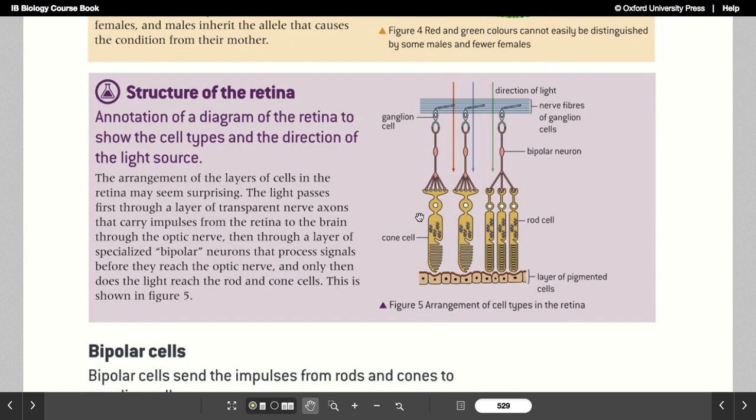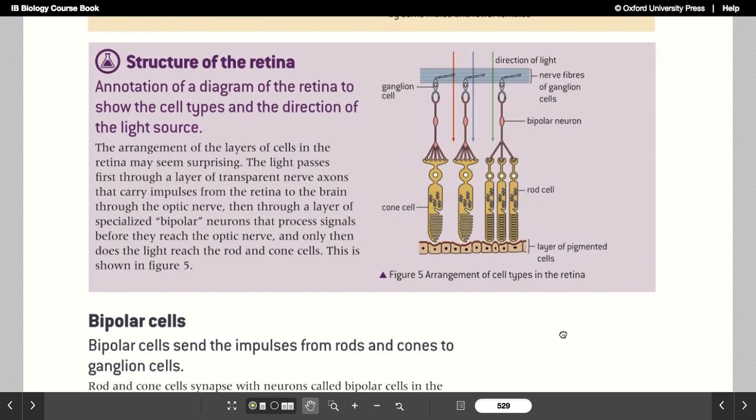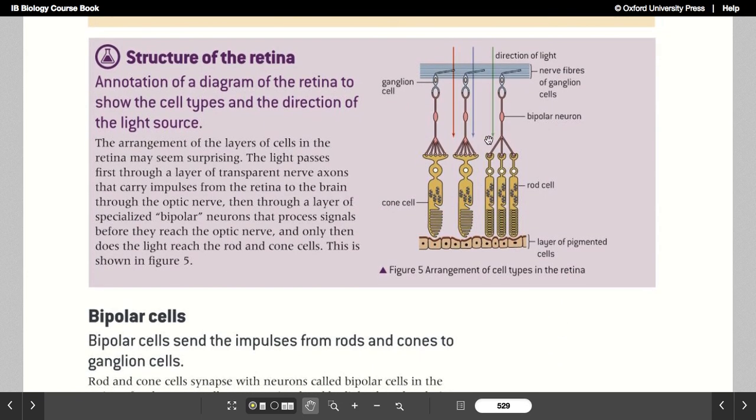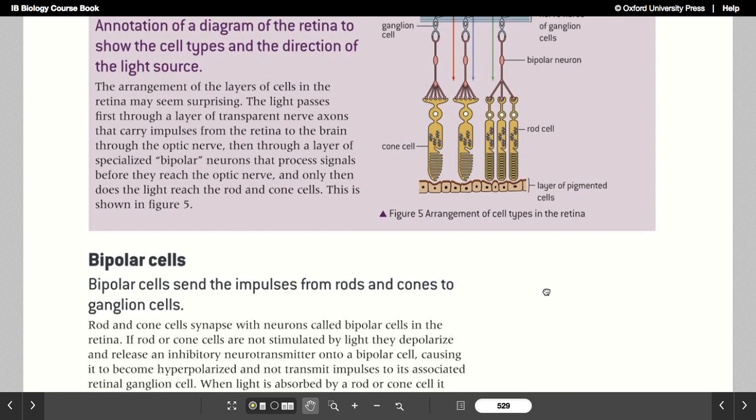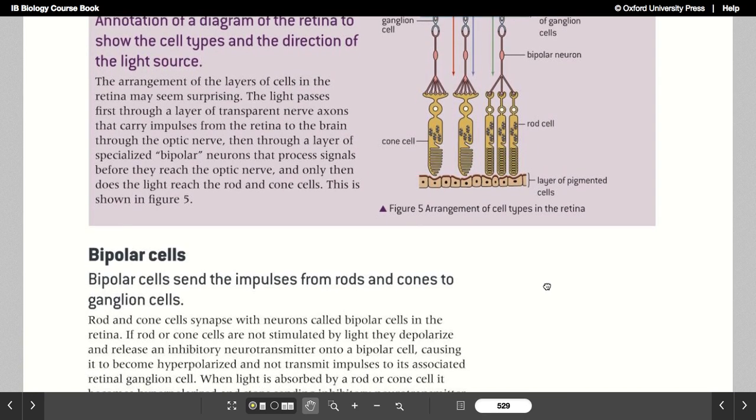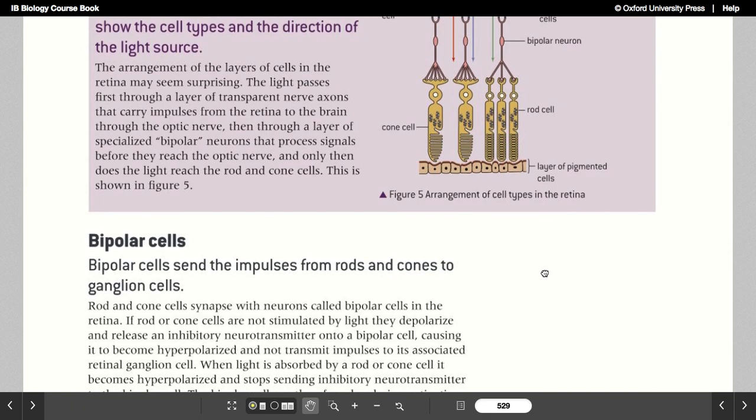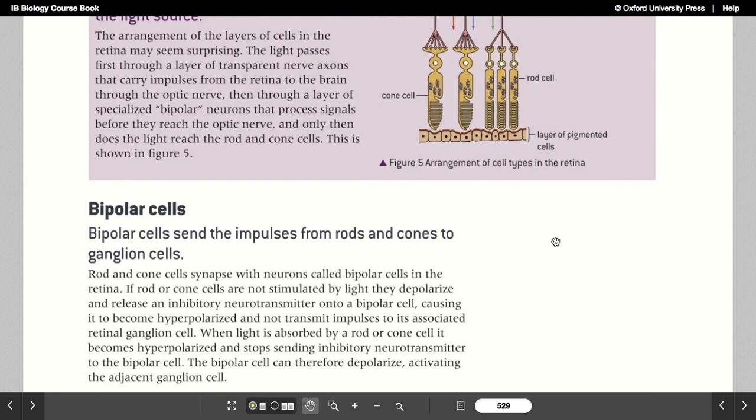So you should be able to label this. And like we said, bipolar neurons send impulses from the rods and cones to the ganglion cells. The bipolar neurons are the in-between guy between the photoreceptors and the sensory nerves. This is one of those things we had to talk about a couple of times, and I have to refresh myself as well.